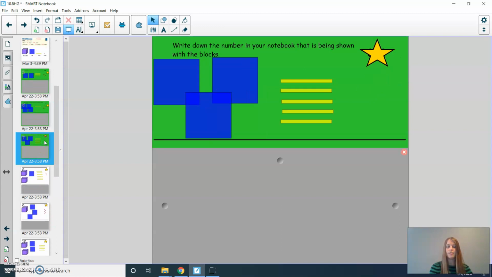How about in this one? If you said 350, you are correct. Notice that we have 3 in our hundreds, we had 5 in our tens, but we had 0 in our ones. So to show that, I just put a 0 in my ones place.